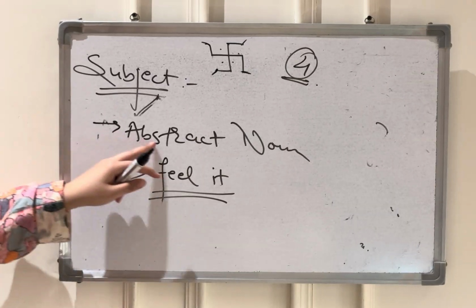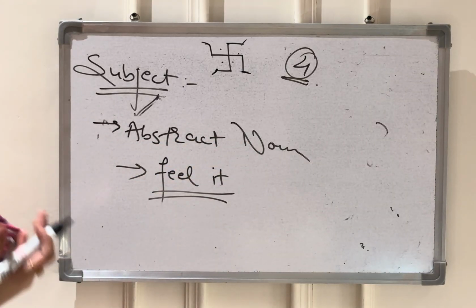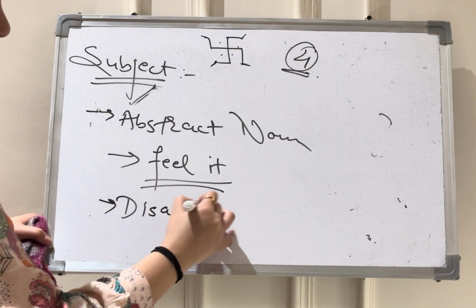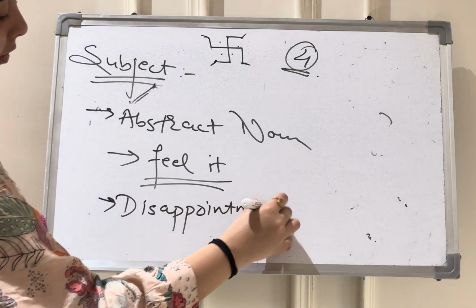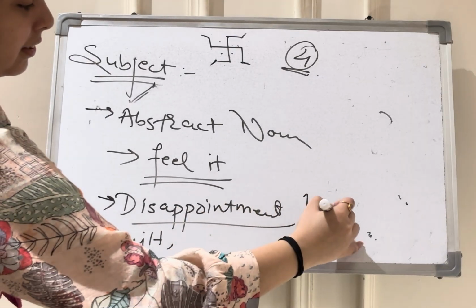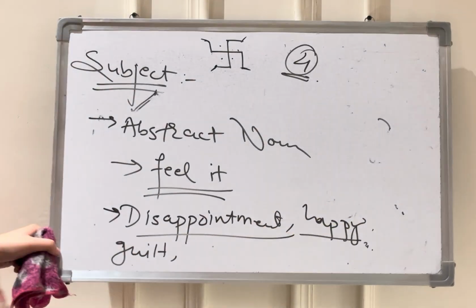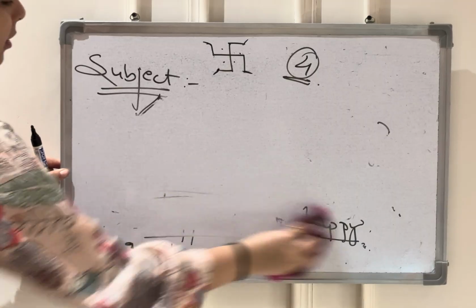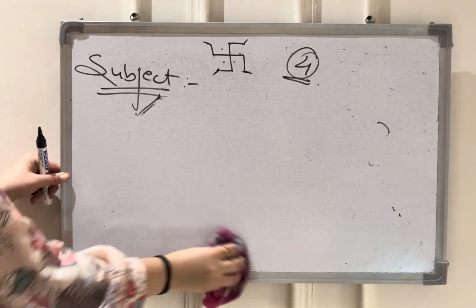Abstract noun means anything which we can feel. For example, disappointment. This is what we feel every day. Guilt. Happiness. I am happy, guys, don't worry. Happiness, right? So this is what abstract noun is.